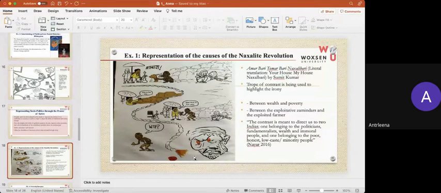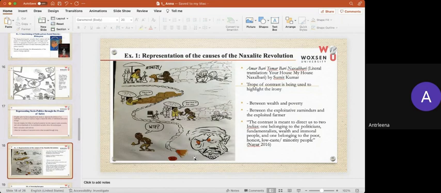Many of you might be familiar with the Naxalite revolution. So what is it? It's basically a revolution where the peasants were revolting against exploitation. It began in the Naxalbari region of West Bengal, and it spread all across India. And this is from the text called Amar Bari Tomar Bari Naxalbari, which was the slogan of the Naxalites. It translates as your house, my house, Naxalbari.